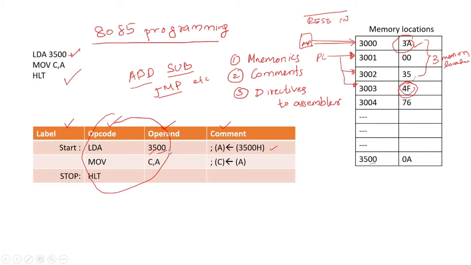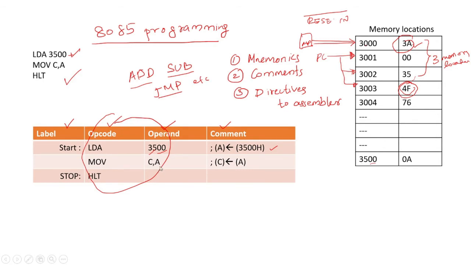So what is our task? We need to move this content into C register. With the help of the first instruction, this content is now available in accumulator. So that I need to move directly into C register by means of this instruction. Move stands for moving operation.